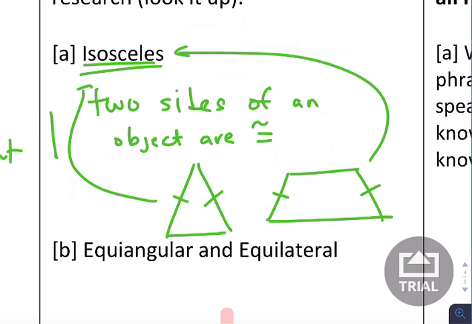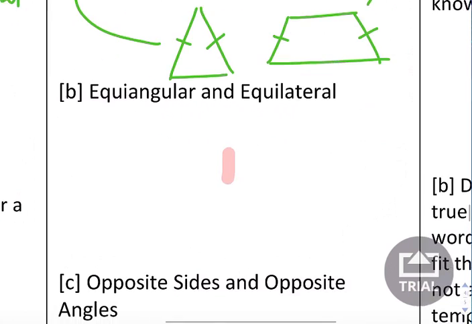You can think about isosceles as being an adjective that modifies. In the same way an adjective modifies a noun in English, isosceles modifies a shape. Not all shapes are isosceles, but that's a way you could modify that shape.